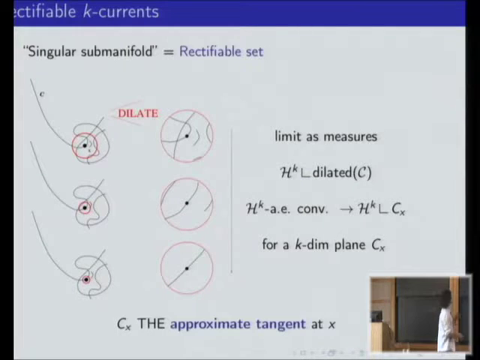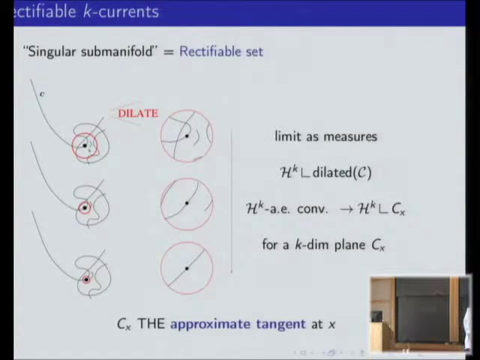The formal notion is that of a rectifiable set. So we have a k-dimensional singular submanifold. Whenever I say this, I mean we have a rectifiable set of dimension k, which means the following. It's a set of Hausdorff dimension k. It has locally finite Hausdorff measure. And it has the following key property. You can pick almost any point on this set. When I say almost all, I mean with respect to the Hausdorff measure.